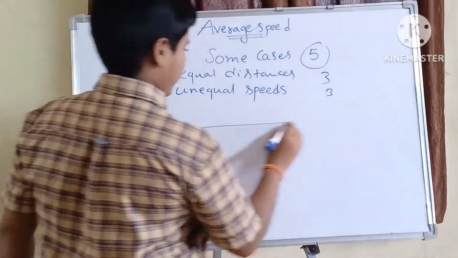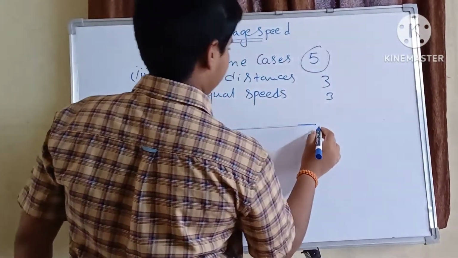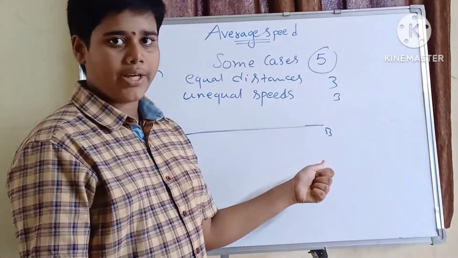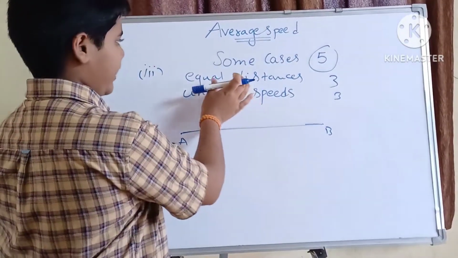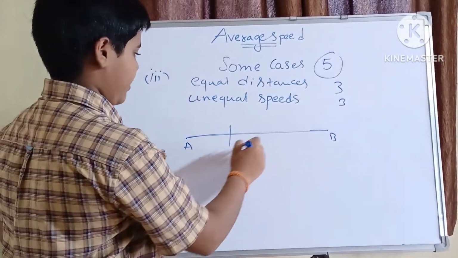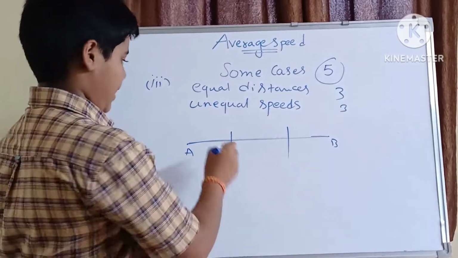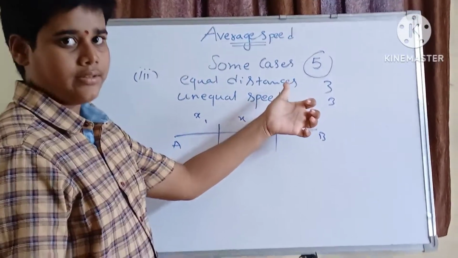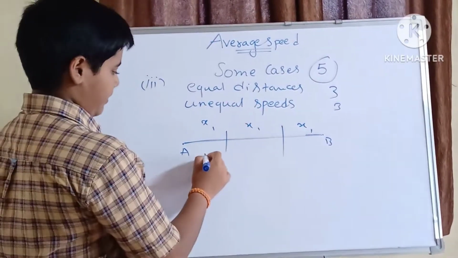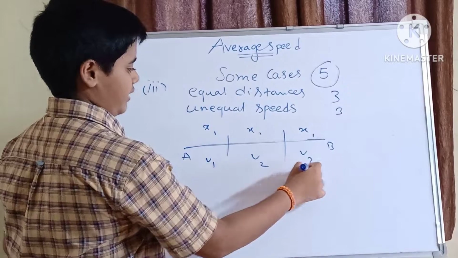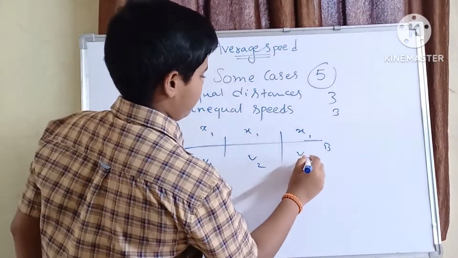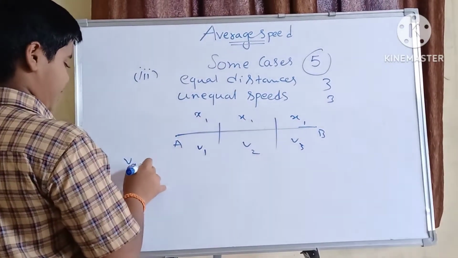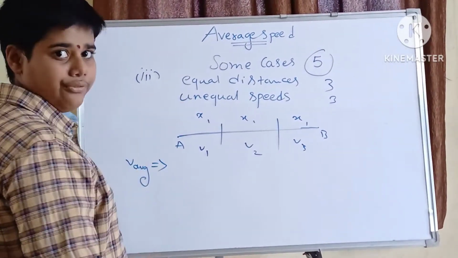So if I take this as point B and this as point A, the distance between point A and point B is x. They give equal distances, so I am taking these 3 parts: this is x1, this is x1, this is x1, because of equal distances and unequal speeds. I am taking v1, v2, v3. So we have to find V average.